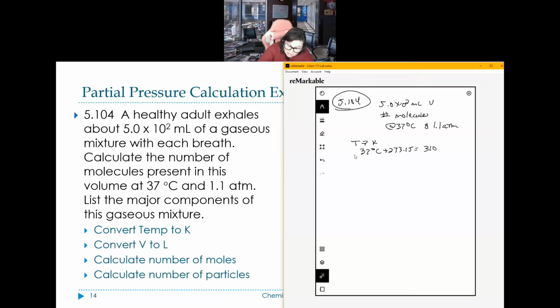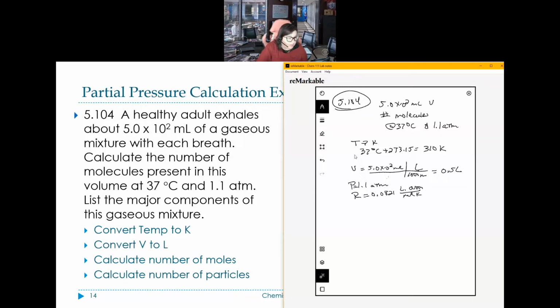If I cut off the 0.15, 310 Kelvin. All right, the volume equals 5.0 times 10 to the 2 milliliters. I know that there's 1,000 milliliters per liter, and that gives me 0.5 liters. I know my pressure is 1.1 atm, and R, again, is 0.0821 liters times atmospheres per mole times Kelvin.